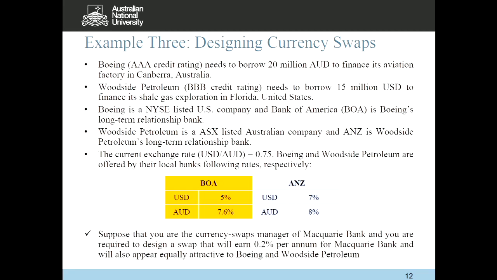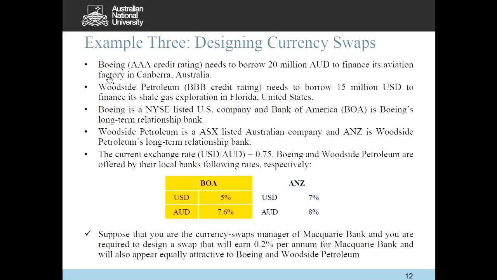So let's have a look at this situation here. It says Boeing, a AAA rated aviation company, needs to borrow 20 million Australian dollars to finance its aviation factory in Canberra in Australia. All right, so this is the typical situation of how a currency swap is initiated. So we have a foreign company that wants to invest in Australia, which means he needs Australian dollars to build up the factory, right? And in the future, of course, the earnings will be generated in Australian dollars as well. So just bear that in mind.